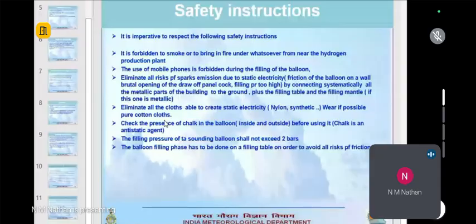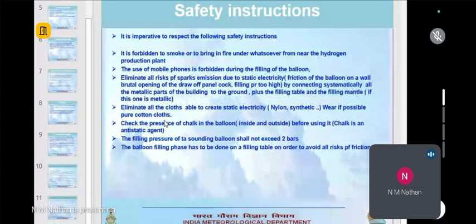The person involved in gas filling should be properly trained, and should be given training as well as exposure. If you use any heat or sparks, anything, that will definitely explode. To avoid all these things, you should ensure that such habits are stopped.